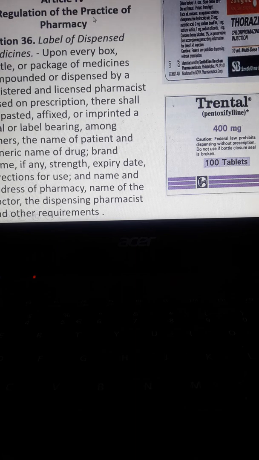So under Article 14 of the regulation of the practice of pharmacy, RA 10918, label dispensed medicines. Upon every box, bottle, or package of medicines compounded or dispensed by the registered and licensed pharmacist on the prescription, there shall be a label affixed, printed or bearing, among others, the name of the patient, generic name of the drug, brand name if any, expiration date, directions for use, and name and address of the pharmacy. So the name of the doctor and dispensing pharmacy. So there is what we call general information regarding the use of labels, especially in the drugstores.